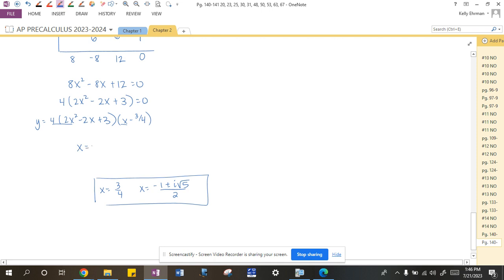To solve, you just need the quadratic formula. 2 plus or minus square root of 4 minus 4 times 2 times 3, all over 2 times 2. So this is 4 minus 24. So that's square root of -20. So we get 2 plus or minus 2i radical 5 all over 4. And then the 2, 2, and 4 can all be divided by 2. So we got 3/4 from the calculator, and we got -1 plus or minus i radical 5 all over 2.